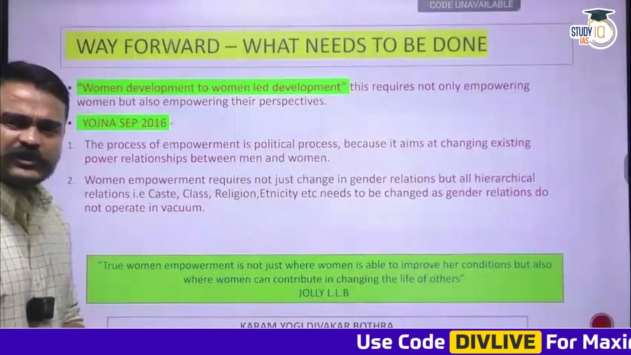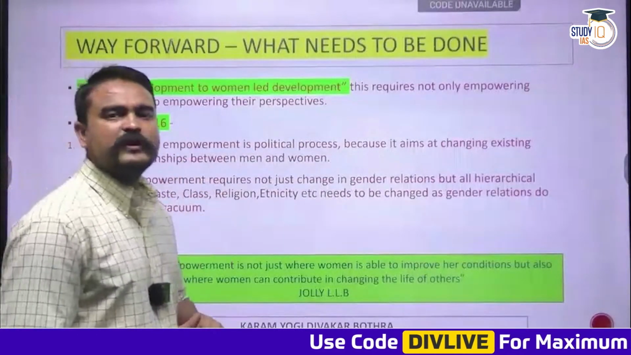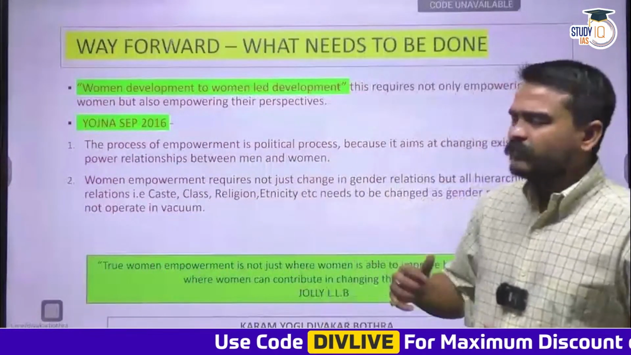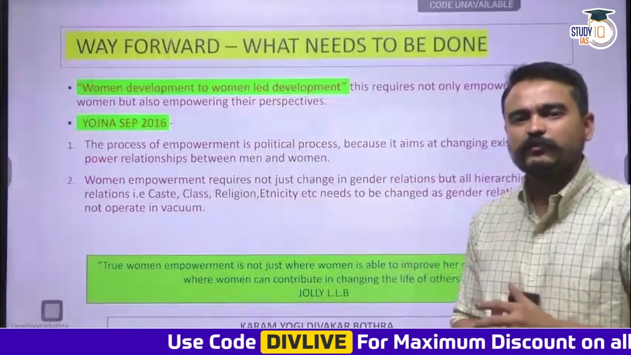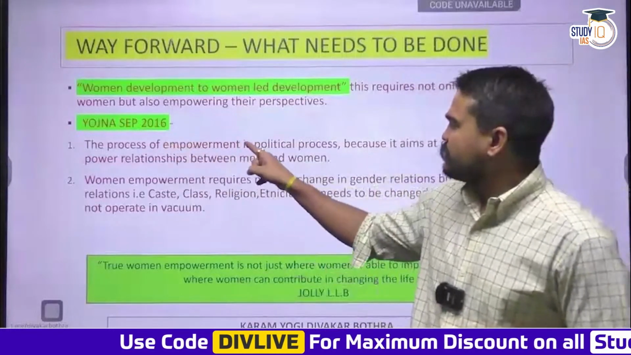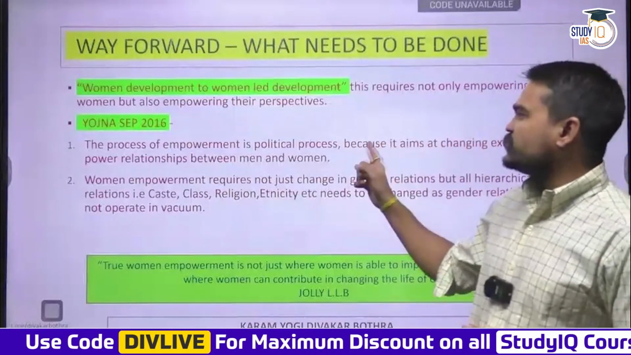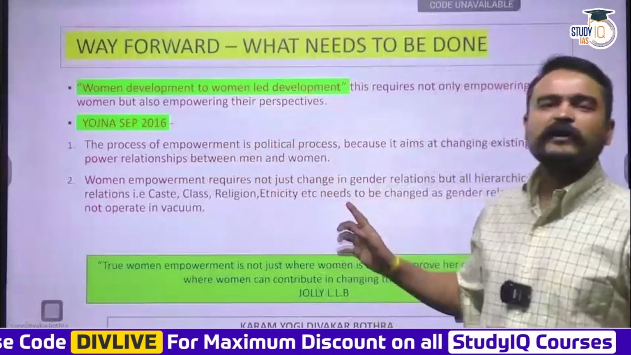Yojana, September 2016, there was some data with respect to women empowerment. What could be the way forward? This data can be again used to enhance the visibility of your answer. The process of empowerment is a political process because it aims at changing the existing power relationship between men and women.